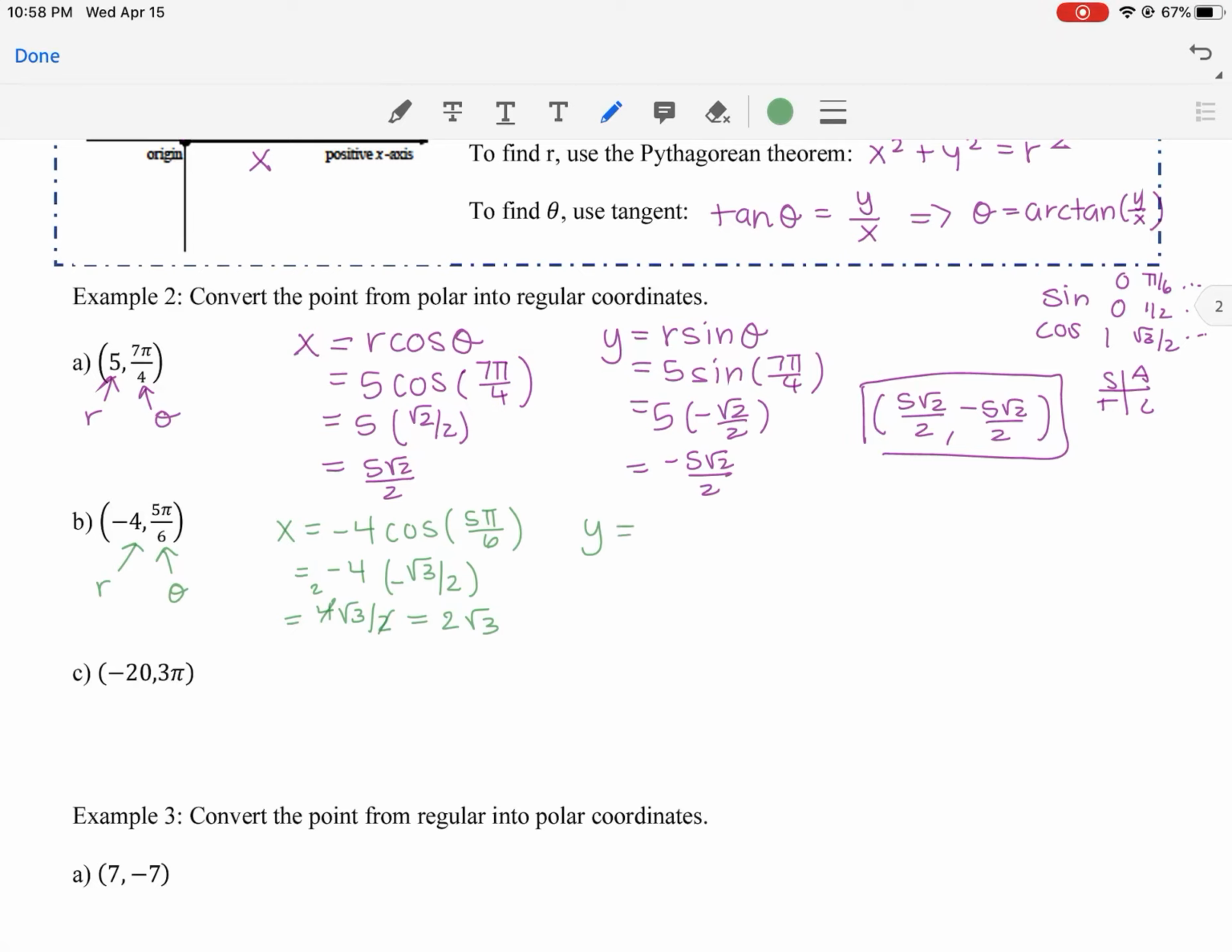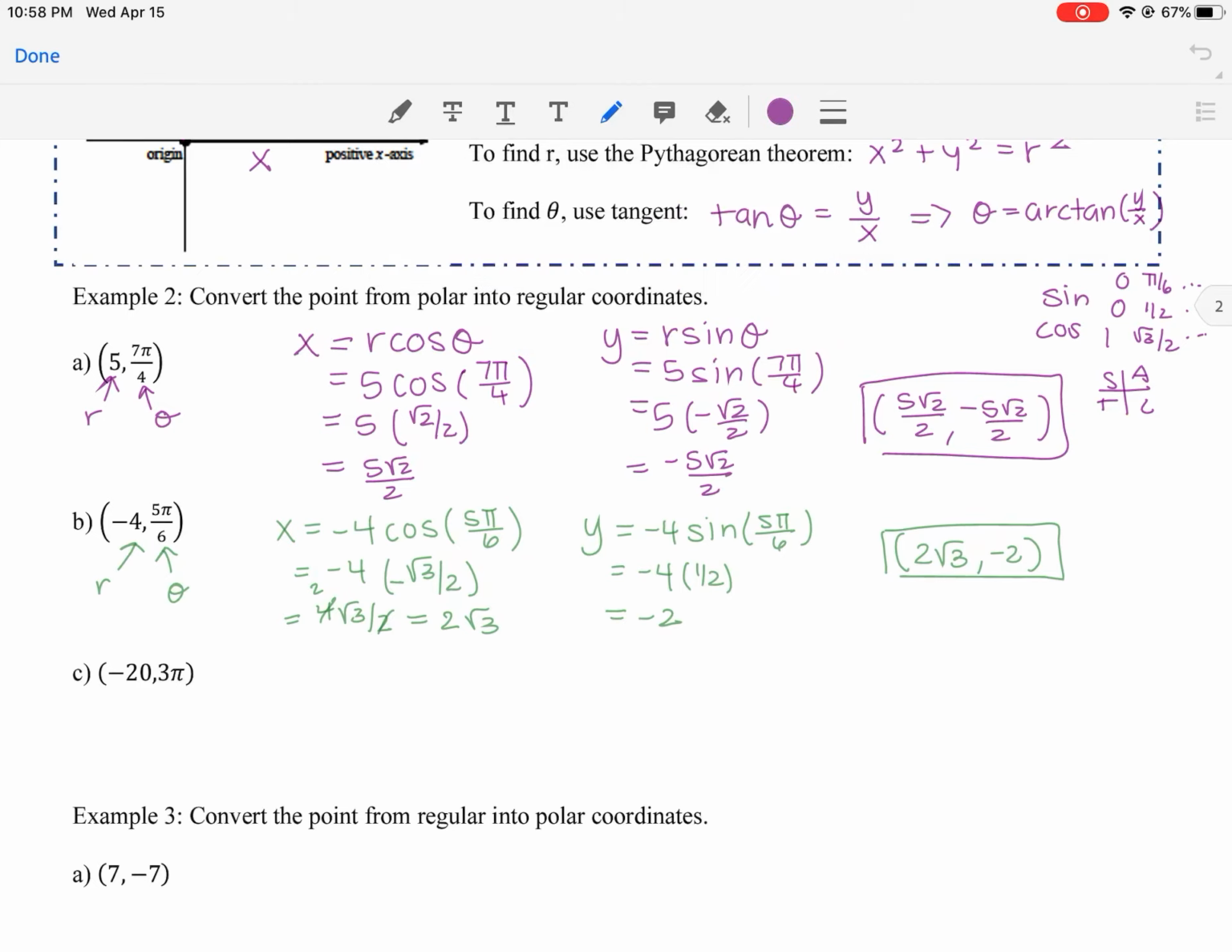Okay. y equals negative 4 times sine of 5 pi sixths. Pi sixths is my reference angle, so sine is a half. We're in the second quadrant, sine is positive, so we are multiplying times a half. So negative 4 times a half is negative 2. Okay, so this point is going to be 2 square roots of 3, comma negative 2.